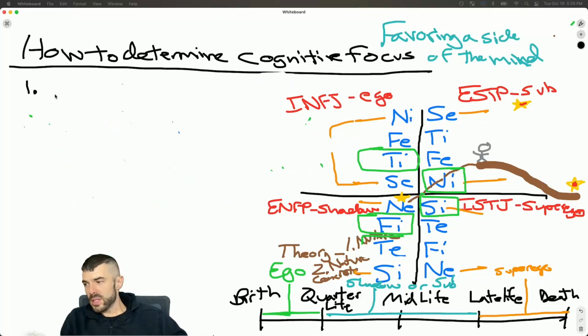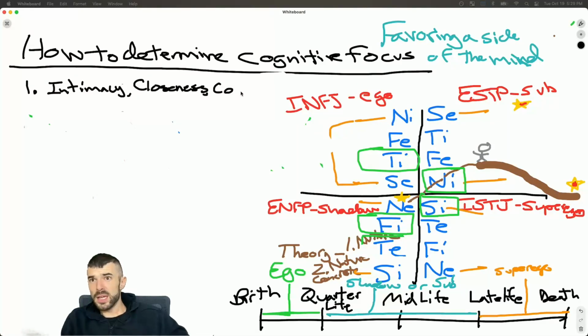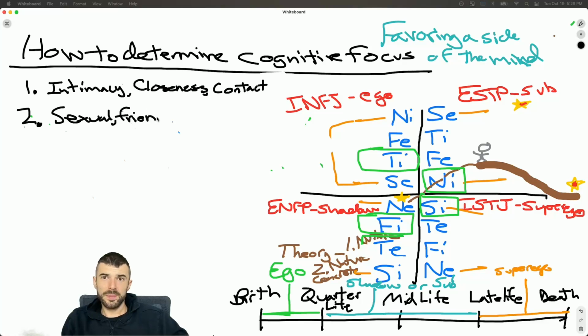So what I do is I like to use relationships because relationships have intimacy, typically, closeness, etc. But most of all, they have contact. And contact and volume of contact is the most important thing when considering cognitive focus. So you want to target a relationship that has contact, okay? This could be a sexual relationship. This could be a friendship.